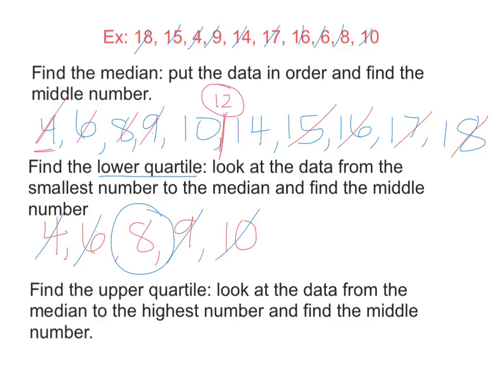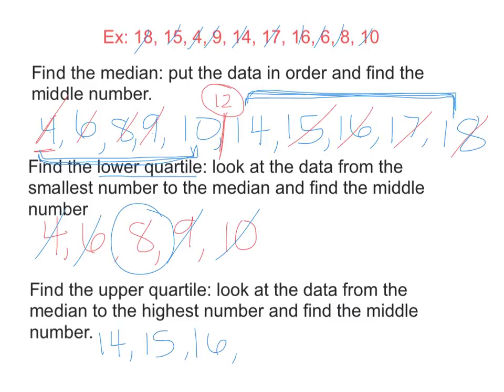Now to find the upper quartile, I look at the data from the median to the upper number. Okay, so I'm looking at these numbers here. So this was my lower quartile. Here's my upper quartile. Okay, so I've got 14, 15, 16, 17, and 18. And then I find the median. I take one here, take one here, take one here, take one here.